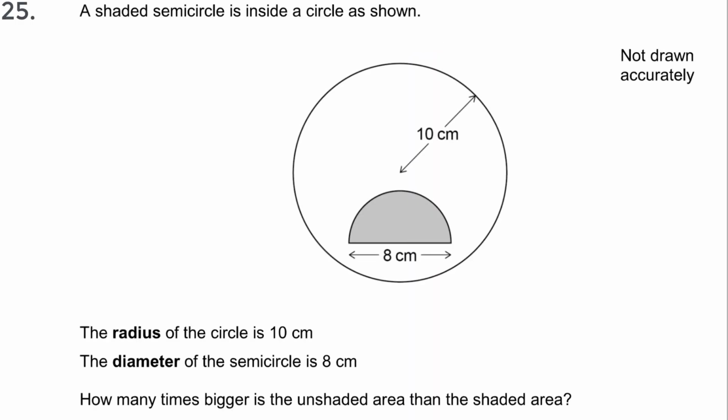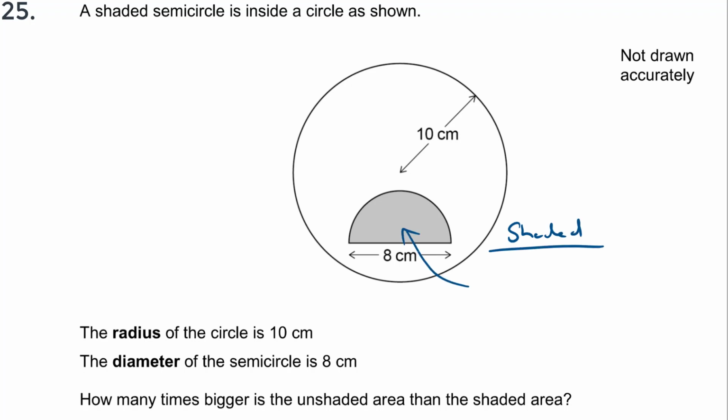A shaded semicircle is inside a circle as shown. The radius of the circle is 10 centimeters and the diameter of the semicircle is 8 centimeters. How many times bigger is the unshaded area than the shaded area? Okay, so let's work out the shaded area first. Shaded. Okay, that's this bit here, isn't it?